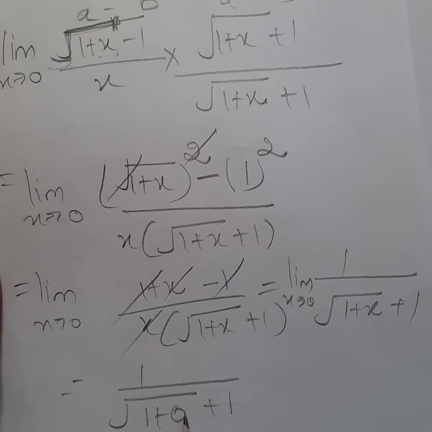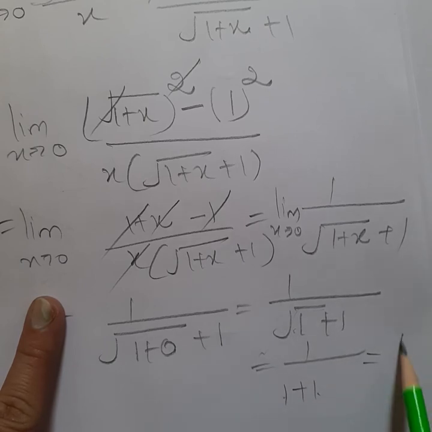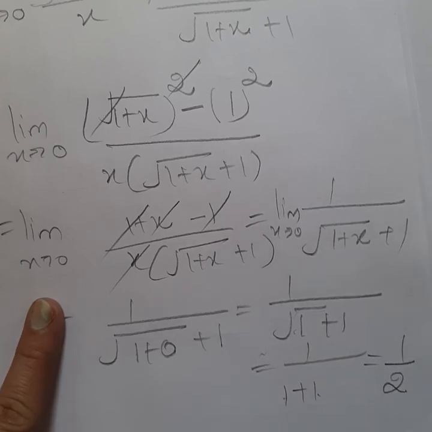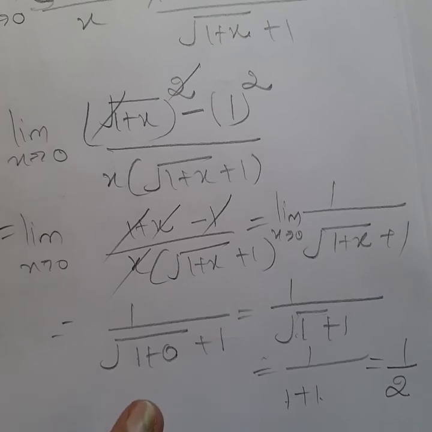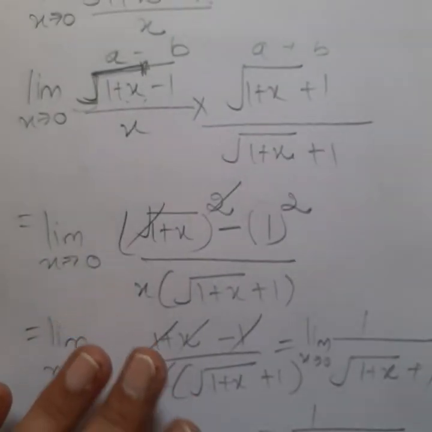So 1 plus 0 is 1, and you can see that square root of 1 is 1, and after that you can write here the square root of 1 is 1 and 1 plus 1 is 2. Then you get your answer, that is equal to 1 by 2. So this is the third method of your algebraic functions, that of rationalizing.